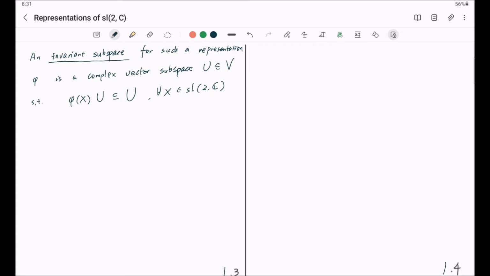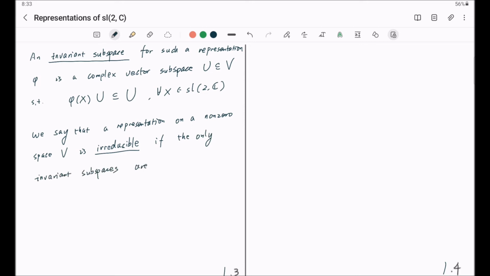The next notion is the irreducibility of a representation. We say that a representation on a non-zero space V is irreducible if the only invariant subspaces are the trivial ones, namely 0 and the whole space. So that's the definitions for a single representation.